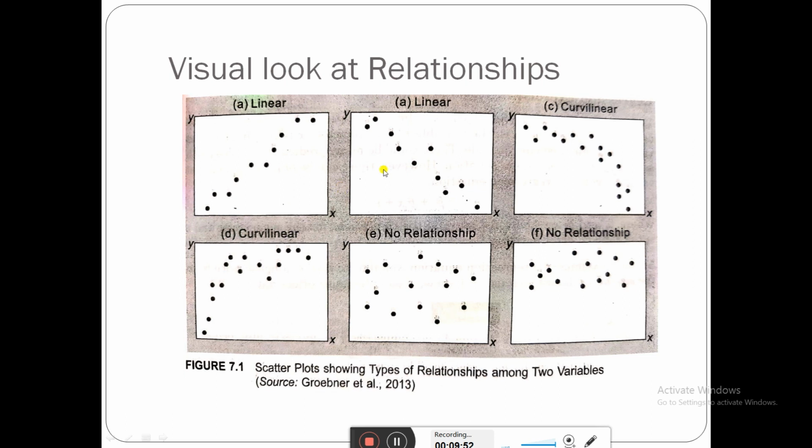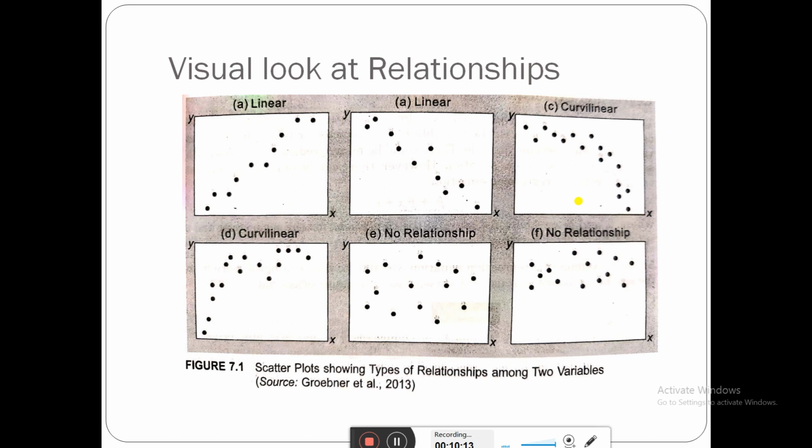Here in this one, it is the inverse. As the y value increases, the x value decreases. Y value decreases, x value increases. This shows the inverse relationship. Here y is decreasing proportionally with x.